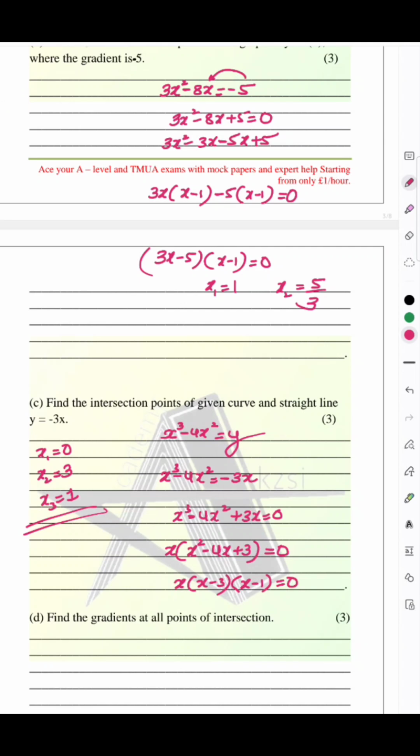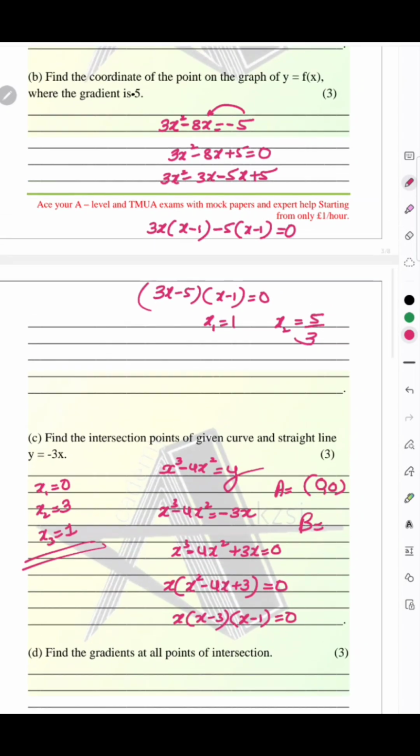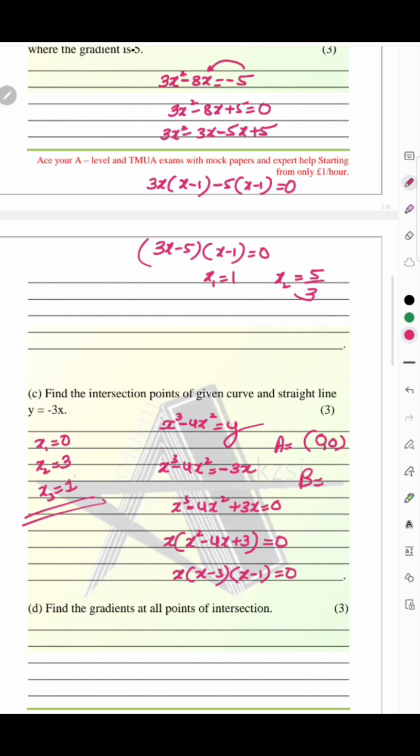Now it says point, that means obviously we have to give the values of y as well. So for the first point, x is 0, and substitute the value in any of the equations. This one is much simpler, so I'm substituting here. That will give me y is 0 as well. So first intersection point. Second intersection point, when I substitute x equals 1, on substituting 1, I'll get y as negative 3. So 1 comma negative 3, and x is 3. So on substituting, I'll get negative 9. So these are basically 3 intersecting points.